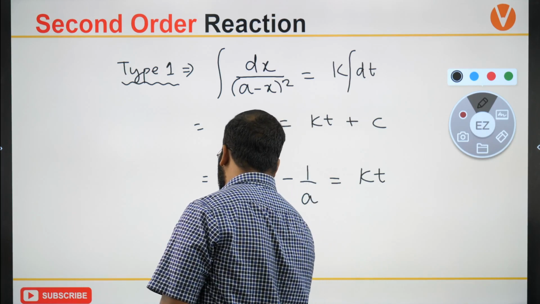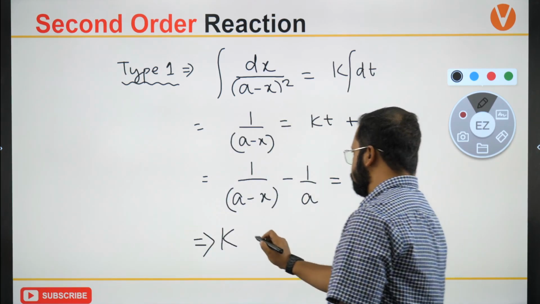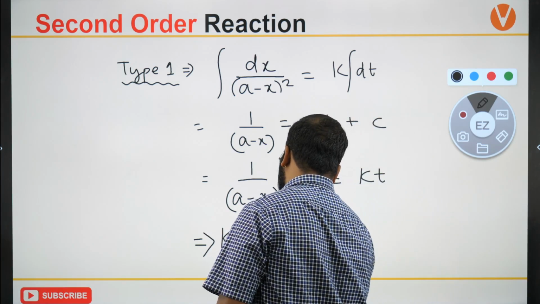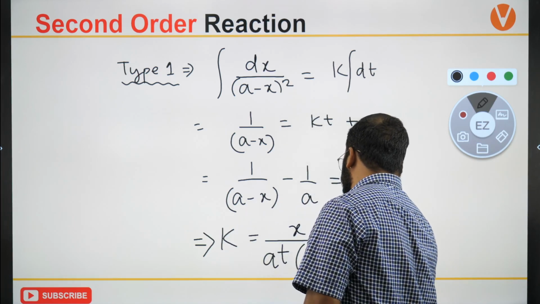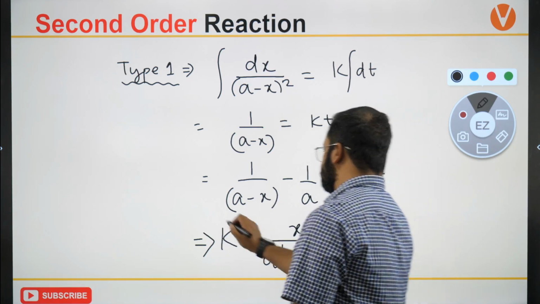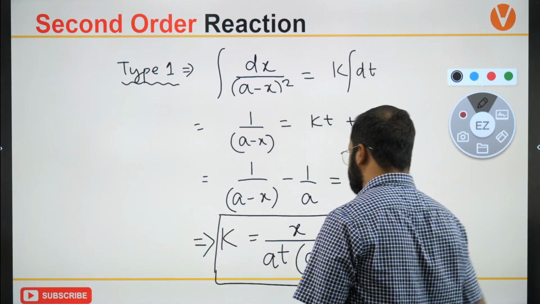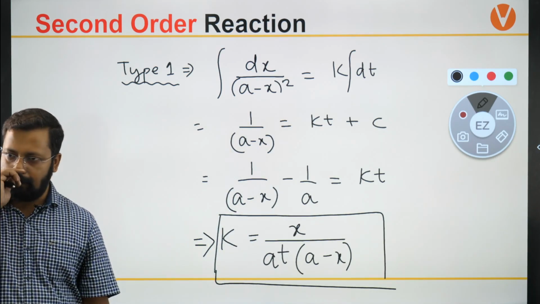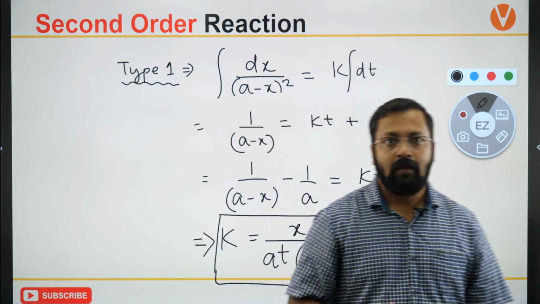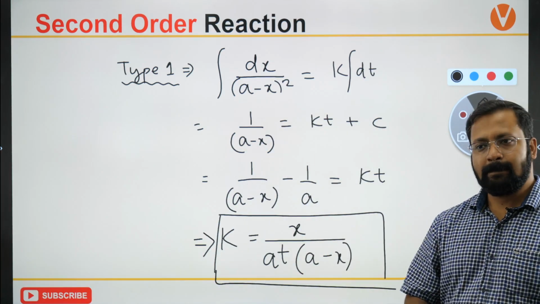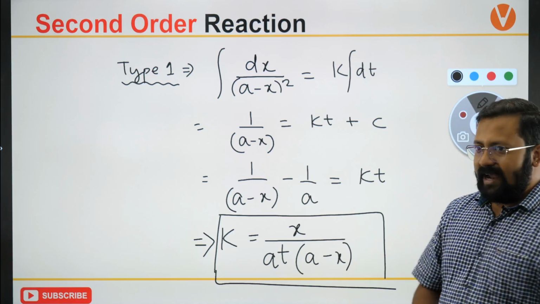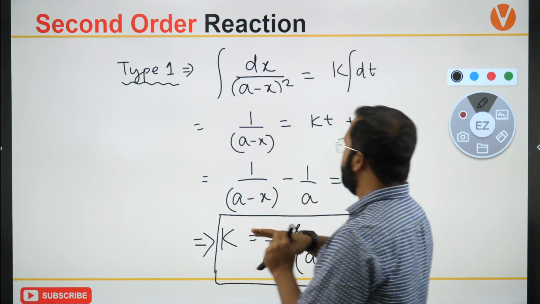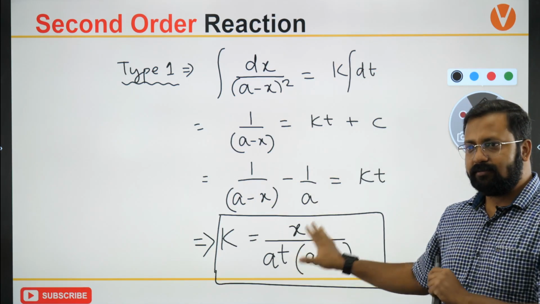So what will be the expression for k? K will be equal to x by at a minus x. You will be getting this expression. Okay, you will be getting this expression. Is that clear? Now type 2 would be solved by integral of partial fractions. I'll just give you the expression. Okay, so I hope this is clear. This is very, very simple.